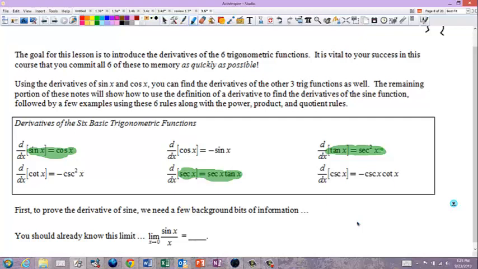Now, if you look at your cofunctions, what do I mean by cofunctions? Well, the cofunctions, derivative of cosine is negative sine. The derivative of cotan is negative cosecant squared. The derivative of cosecant is negative cosecant cotan. Draw some connections. Look at sine and cosine, cosine, sine. Well, the derivative of cosine is negative sine. The derivative of tan is secant squared, where the derivative of cotan is negative cosecant squared. The derivative of secant is secant tan, where the derivative of cosecant is negative cosecant cotan. So all your cofunctions are negative, and all your non-cofunctions have positive derivatives.